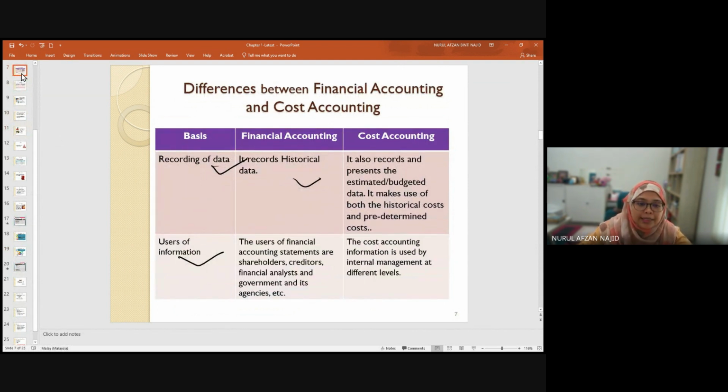Okay, so setakat ini ada apa-apa soalan? Any question from you guys? Tak ada. Ada apa-apa, Madam proceed dengan next slide.